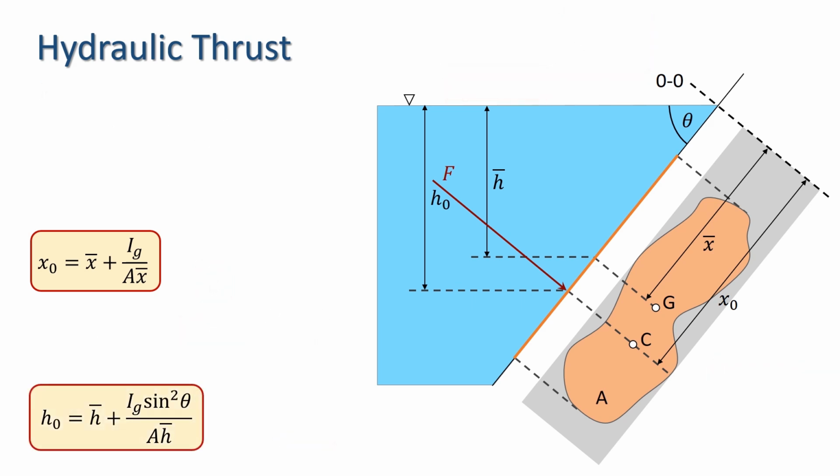We can see from these equations that the centre of pressure is always below the centre of gravity of a plane surface, which is as we expected, since we know that pressure increases with depth. We now have everything we need to determine the hydraulic thrust on a plane surface. The magnitude of the thrust is given by the pressure at the centre of gravity times the area, or rho g h bar times A. Its direction is perpendicular to the plane, and its line of action acts through the centre of pressure C, the position of which is given by a distance from OO, x0, or the pressure head at C, h0.